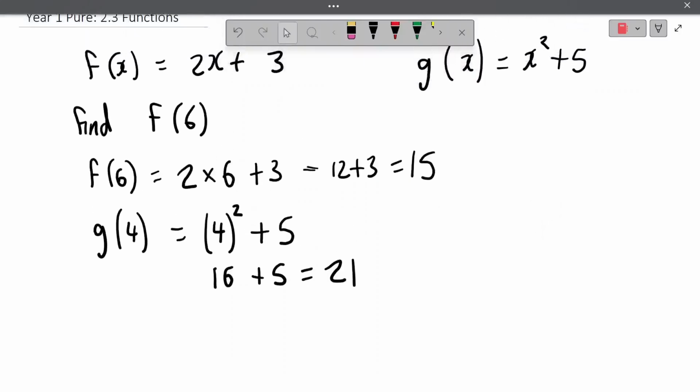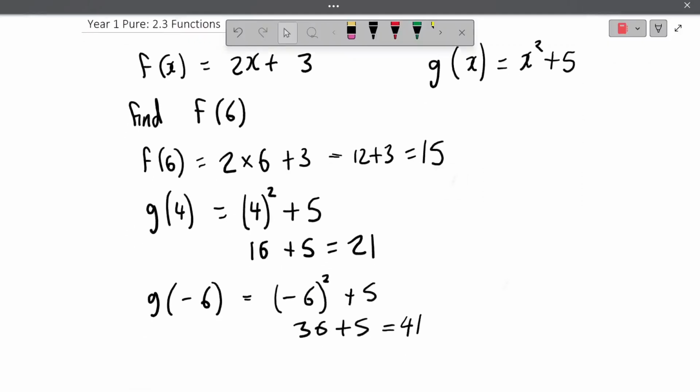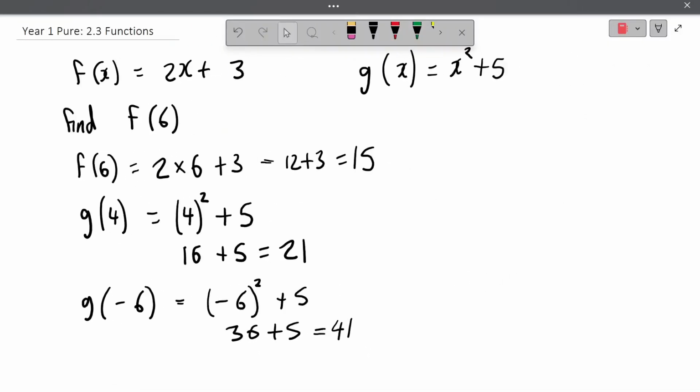Or what about if we have g of minus 6? Well, that's minus 6, but in brackets, squared, plus 5. Well, minus 6 squared is 36, so that's 36 plus 5, which is 41. Let's zoom out on that a little bit. So we have g of x equals x squared plus 5, and g of minus 6 is 41.